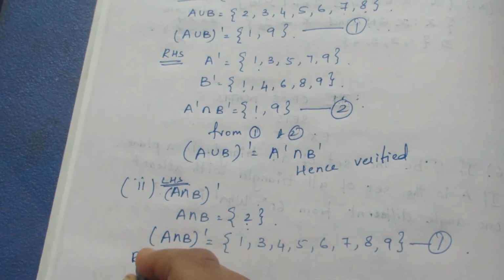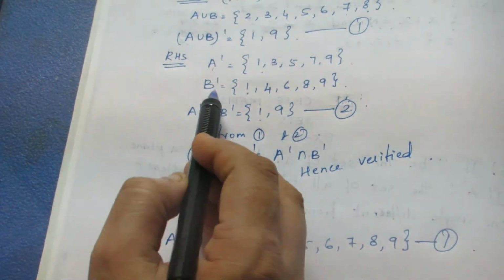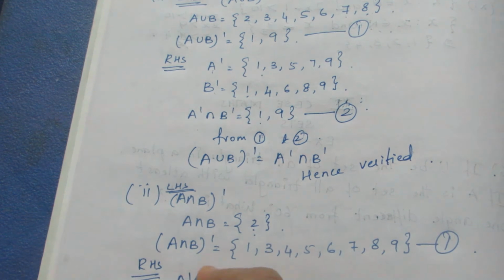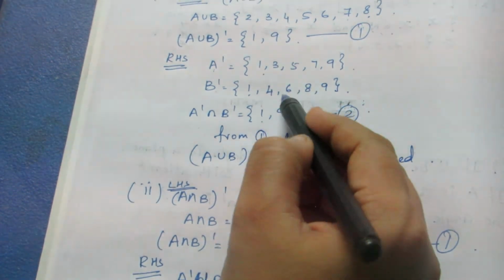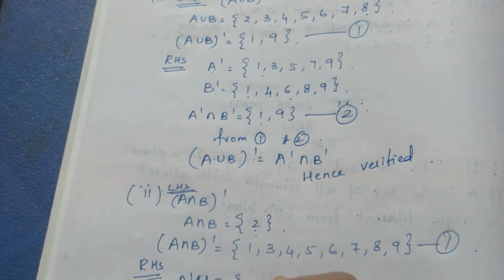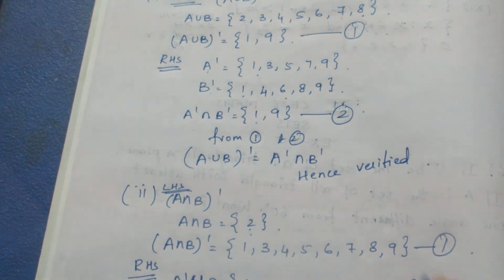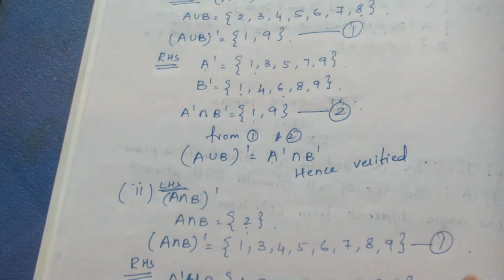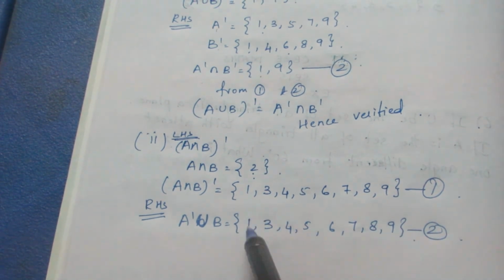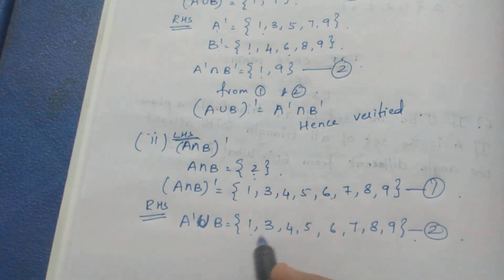And the RHS, they asked us to find A complement union B complement. But we have already found A complement and B complement. So A complement union B complement means everything in A complement and every number in B complement, but only once. It is 1, 3, 4, 5, 6, 7, 8, 9. So I'm writing all the elements of A complement and B complement. I get this. Now verify this. Everything is the same. All the elements of LHS are equal to the RHS.